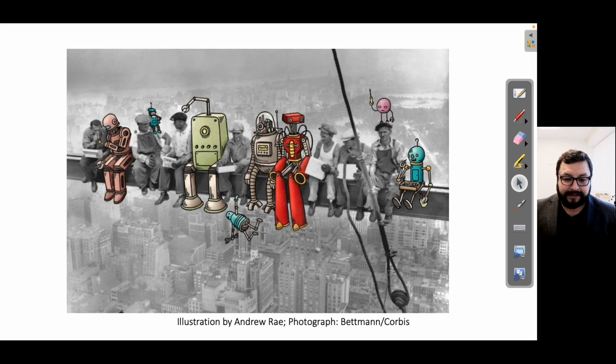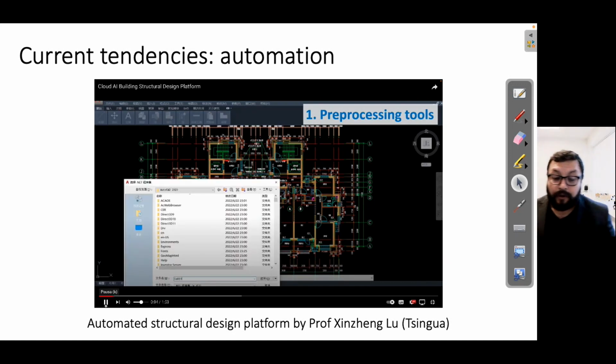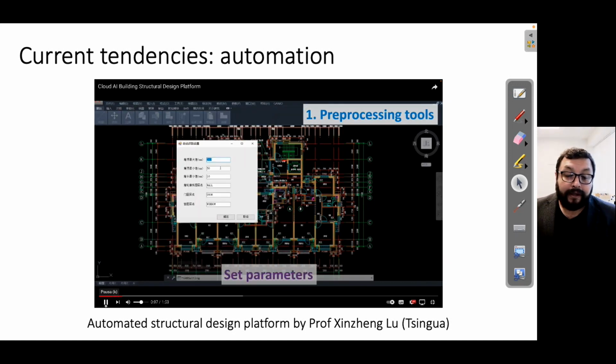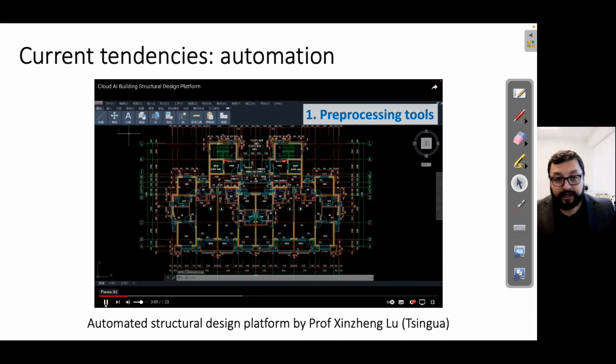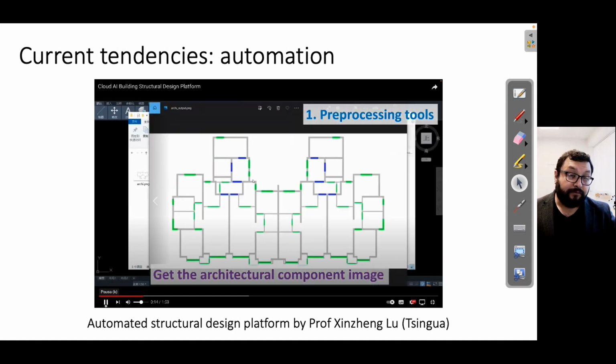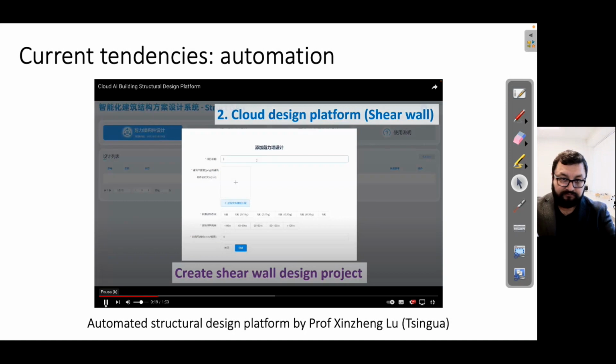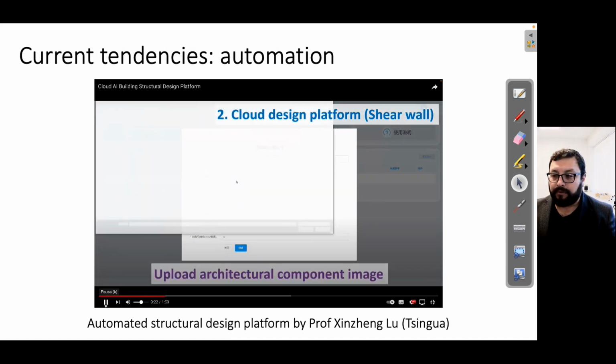One would ask, how much of our technical skills are actually going to be able to be replicated by the machine? And you can see here, this is a video coming from the research of Professor Xinzheng Lu from Tsinghua, where he just takes all the architectural input, right, and uses some AI algorithms to distinguish those spaces where you can place lateral resisting elements, namely shear walls, for example.